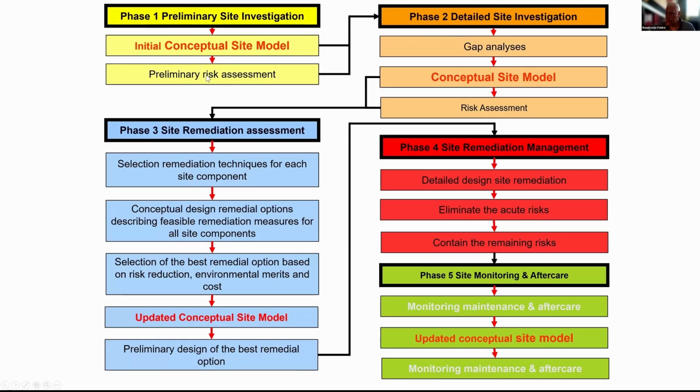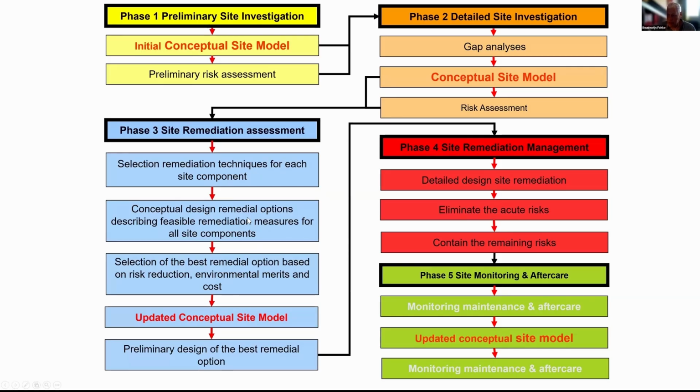The initial conceptual site model and the preliminary risk assessment are the input for phase number 2, gap analysis, where you update the conceptual site model based on the results of the detailed site investigation. Then you can confirm your risk assessment. This goes into phase number 3, the remediation assessment: select remediation techniques for each site component. This was discussed in module 5.